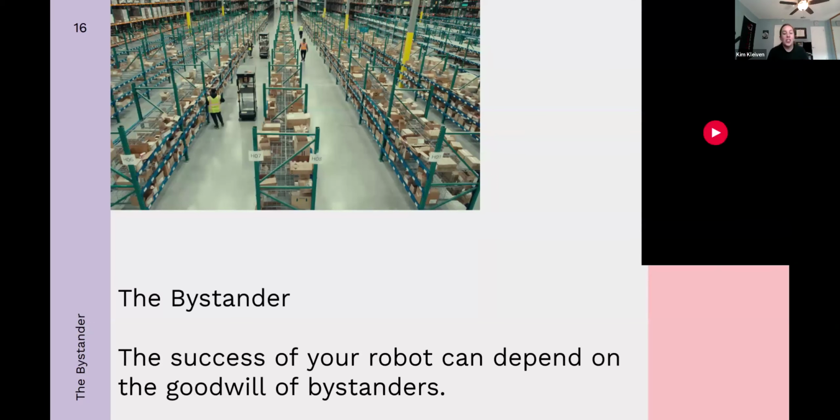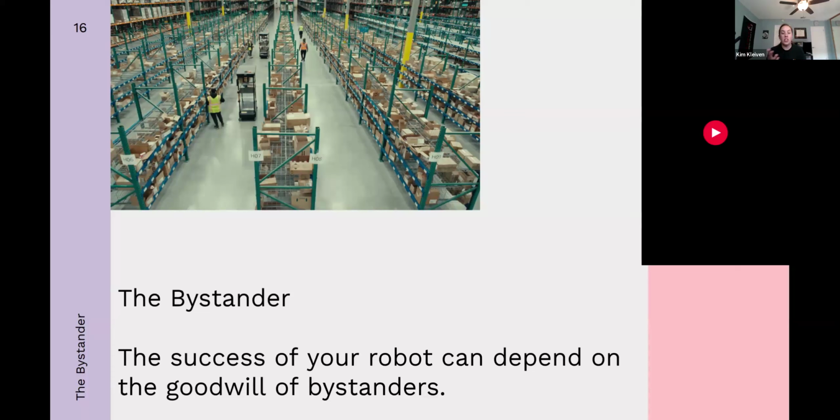Okay. Then the third group is bystanders. And bystanders can be pretty tricky, because I'm a big believer that the success of your robot can really depend on the goodwill of bystanders. So if your robot is designed in such a way that people just naturally like it, they'll be more willing to help it out.